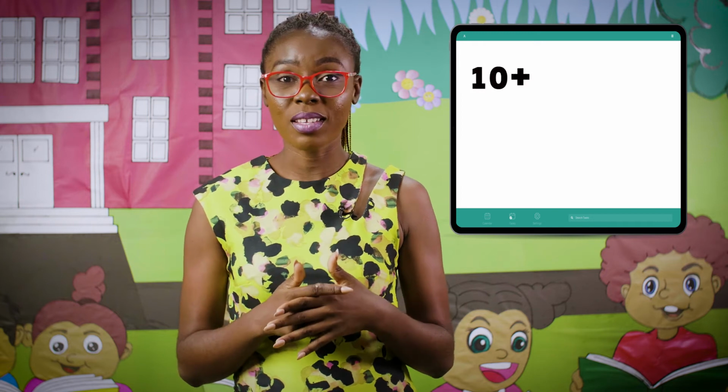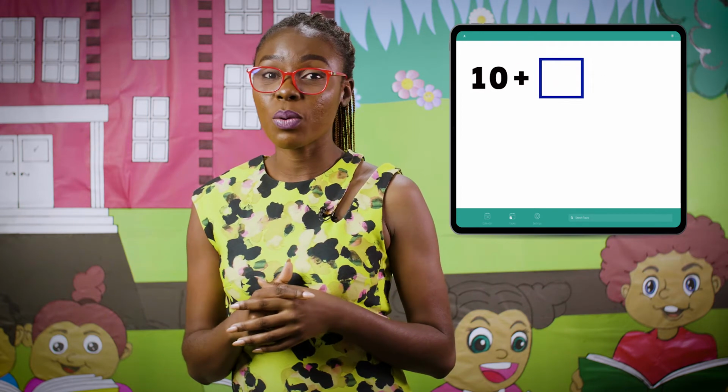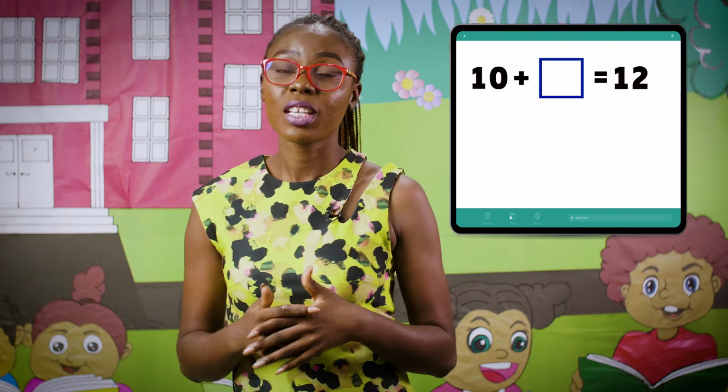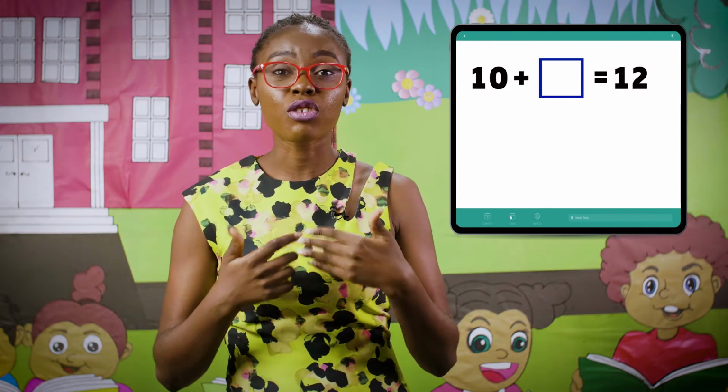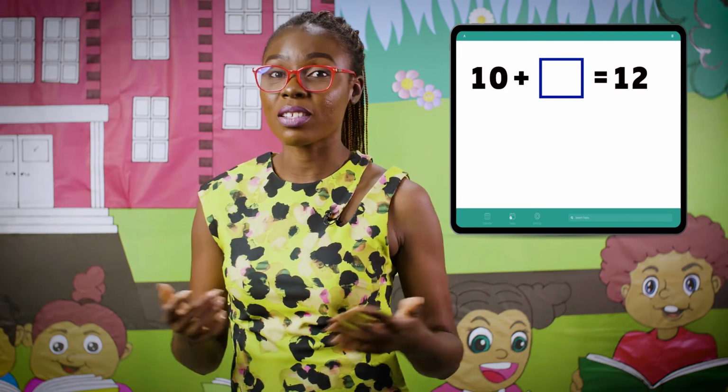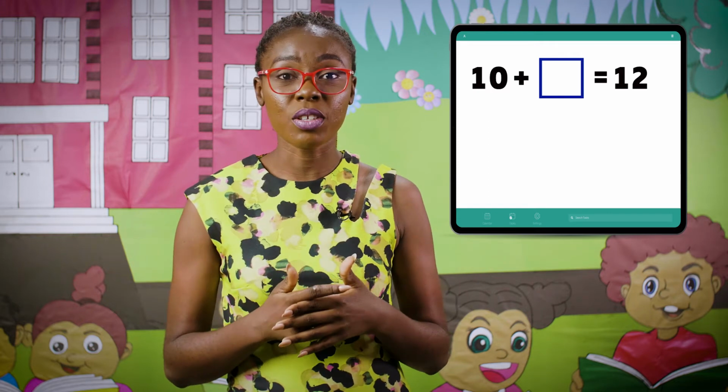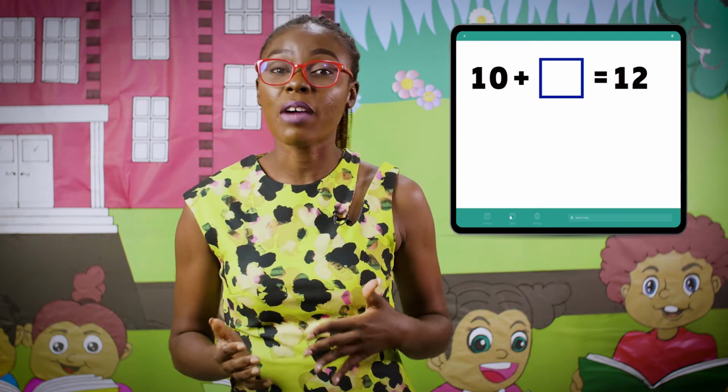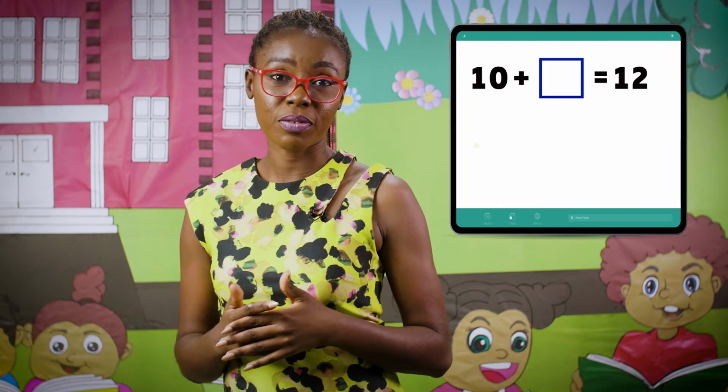10 plus empty box equals 12. Remember that the first step is to draw the number of bubbles for the answer. Our answer in this question is 12, so that means we have to draw 12 bubbles.